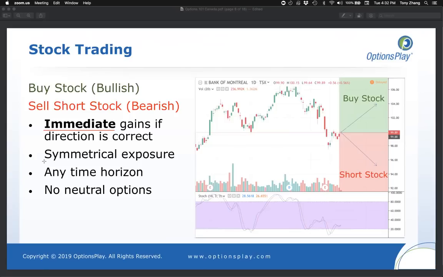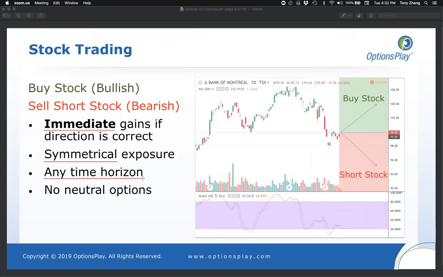And what I think for most people is easy to understand about stock trading is that you get symmetrical exposure. What that means is that you get dollar for dollar. If the stock moves up by $1, you make $1. If the stock goes down by $1, you lose $1. Really easy to understand. There's any time horizon, meaning you can hold on to that stock for a minute or a day or a year.